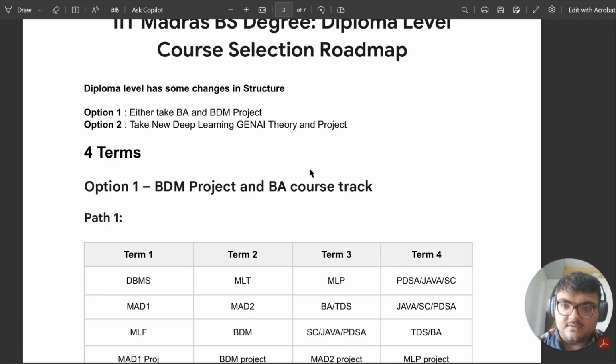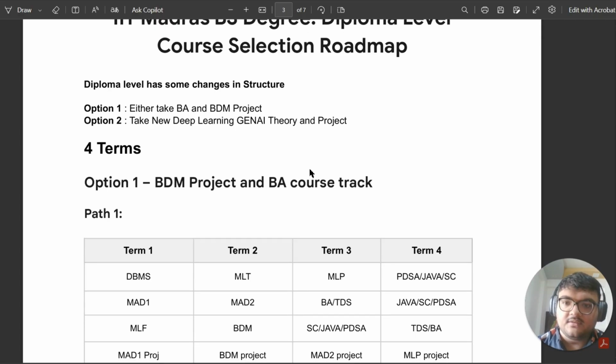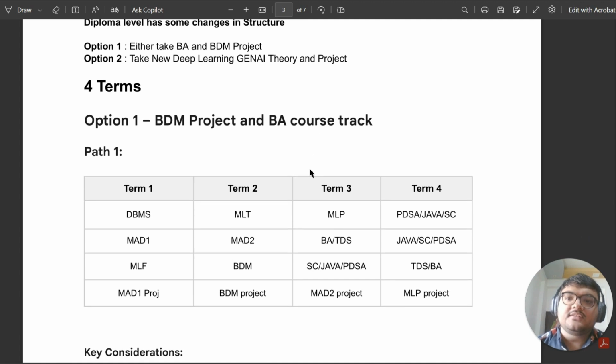So right now, the syllabus is revealed on the website, but other than that, we don't know much about the course curriculum, the assignments and the difficulty level. Okay, so the first choice is to take the BDM project and BA. And if you want to complete the diploma level in 4 terms, then this is the path for you.